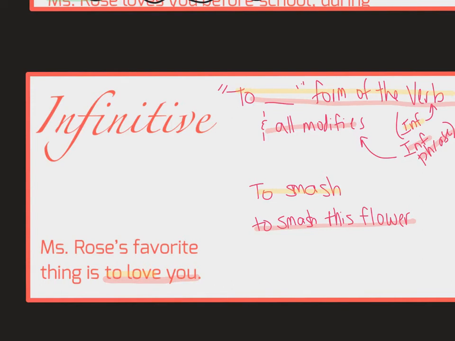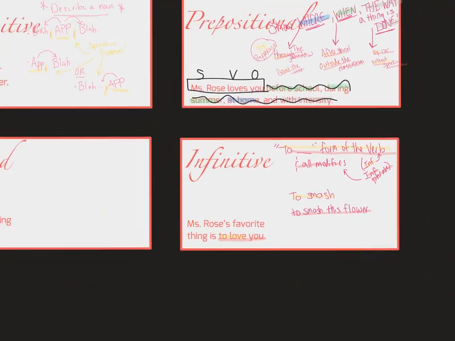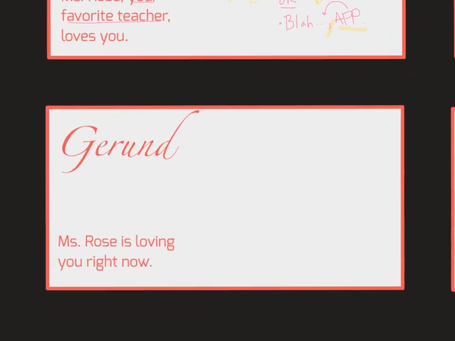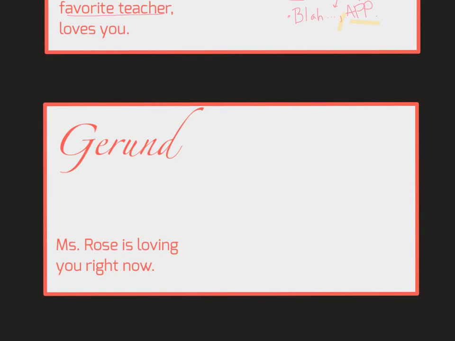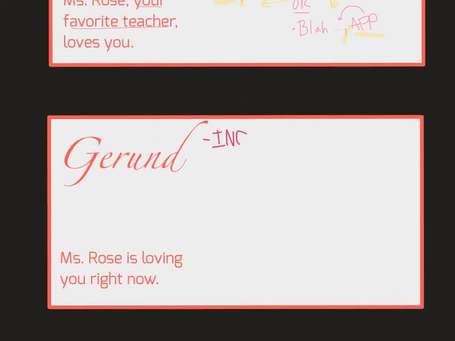So moving right along instead, let's zoom out and zoom in on gerunds and start those. So gerunds are the ing form of every verb. So the answer is you have in fact been using infinitives and gerunds your whole life without even knowing. G form of verb and all modifiers.